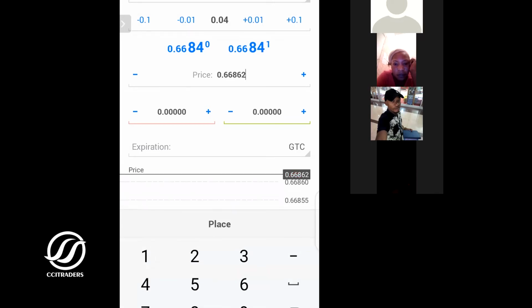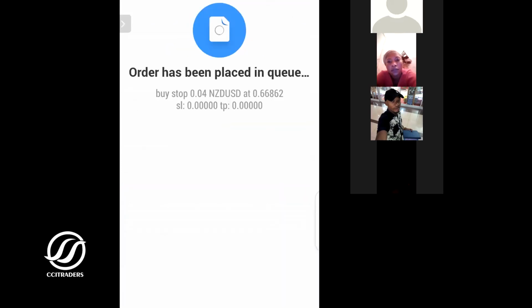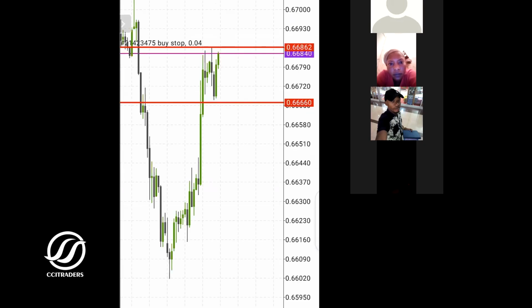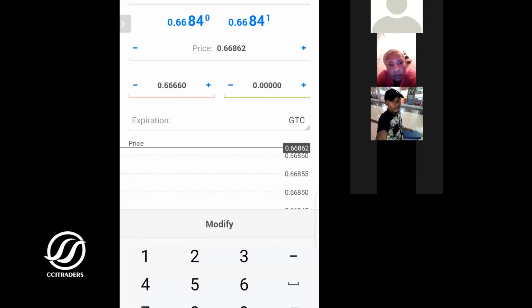$0.66862. All right, place. I placed my buy stop. Okay, so I want to set my stop loss. My stop loss will most likely be 0.666. Wow, this is 46. So I click on that trade, click on modify order, and then set my stop.